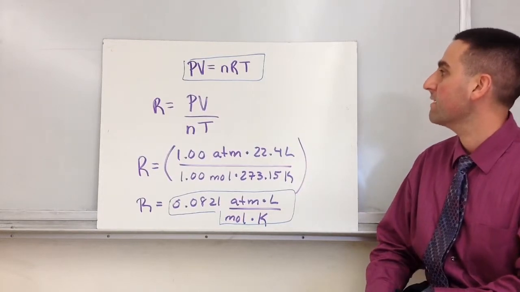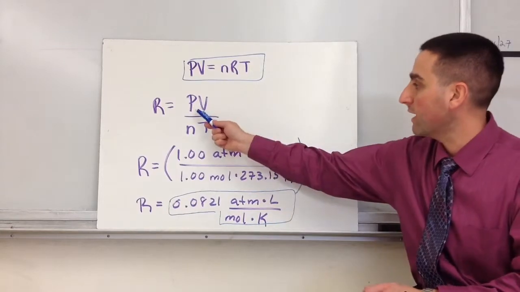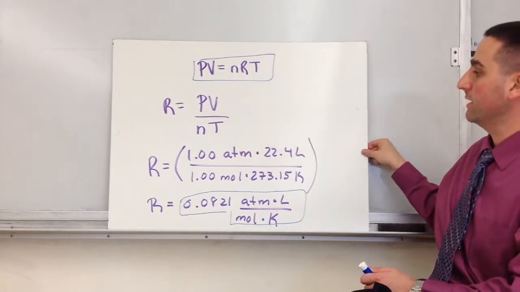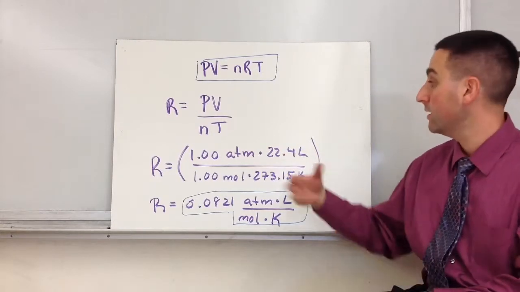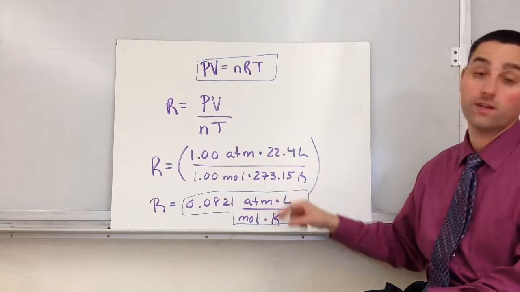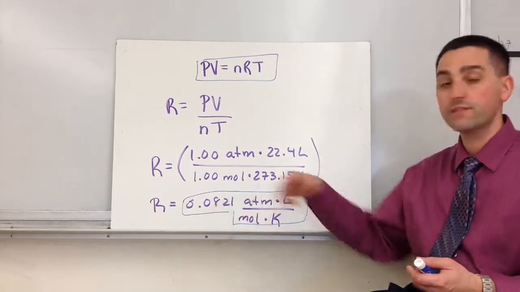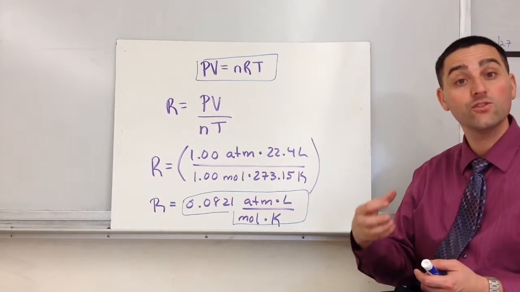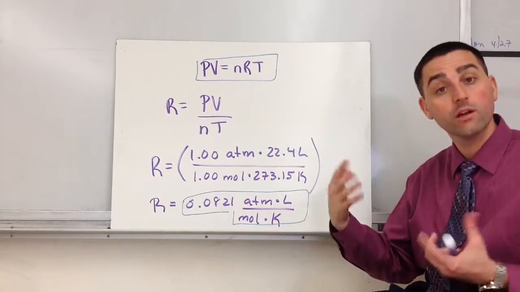So R is isolated, right? So I plug in for P, 1 atm, and my volume is 22.4 liters. My number of moles is 1, and my temperature is 273.15. So we get this numerical value of 0.0821. This is the value that we're going to use for R.